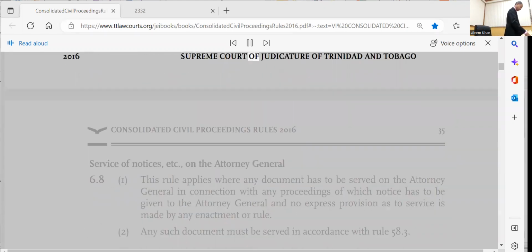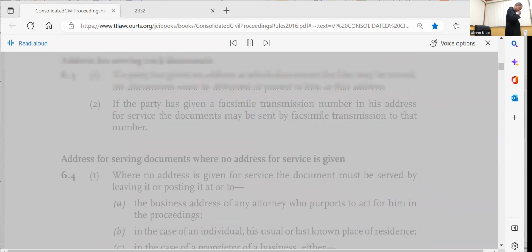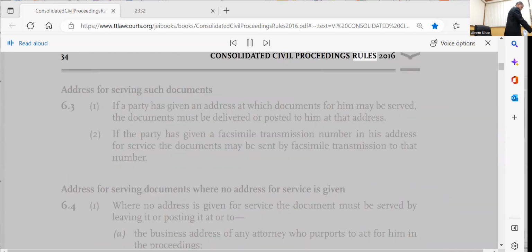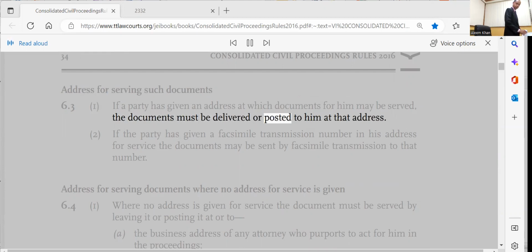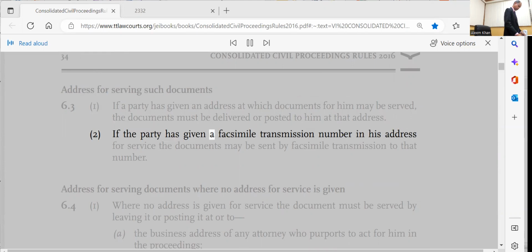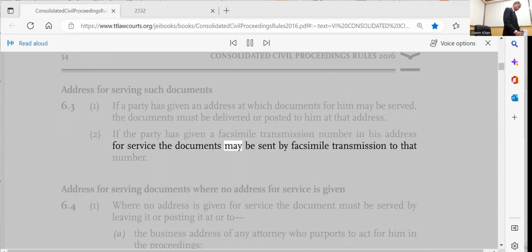Supreme Court of Judicature of Trinidad and Tobago, 2016. Consolidated Civil Proceedings Rules 2016-34. Address for serving such documents. 6.3 (1) If a party has given an address at which documents for him may be served, the documents must be delivered or posted to him at that address. (2) If the party has given a facsimile transmission number in his address for service, the documents may be sent by facsimile transmission to that number.